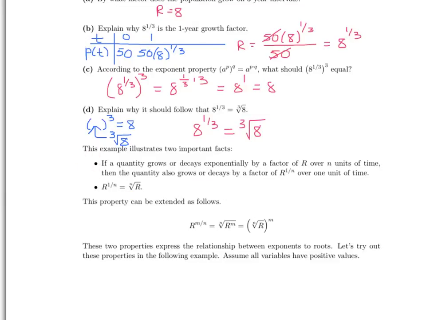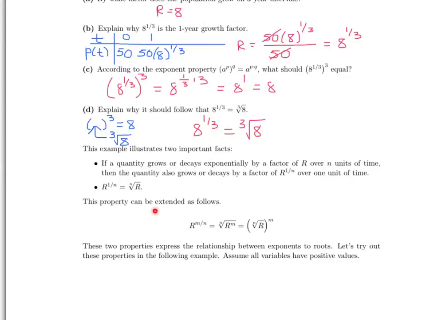Also, you have learned that if a quantity grows or decays exponentially by a factor of r over n units of time, then the quantity also grows or decays by a factor of r to the 1 over n over 1 unit of time. Where did that come from? Well, in our last example, the population grew by a factor of 8, that was the r, over units of time equal to 3. And we found that the quantity grew by a factor of 8 to the 1/3 over 1 unit time periods.